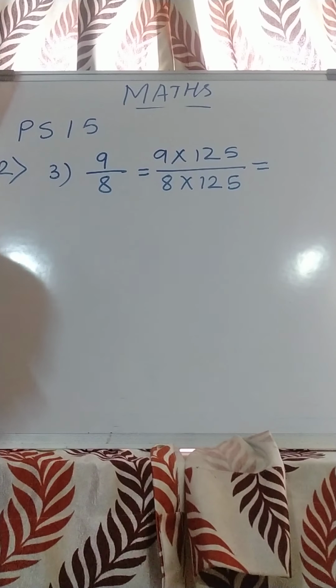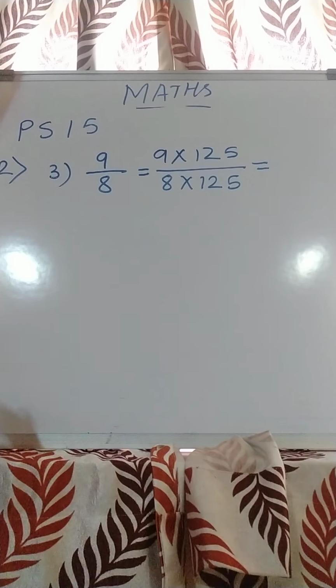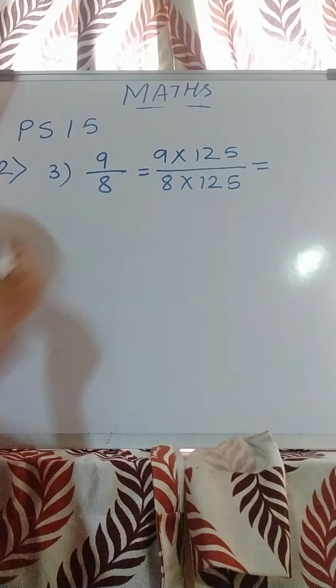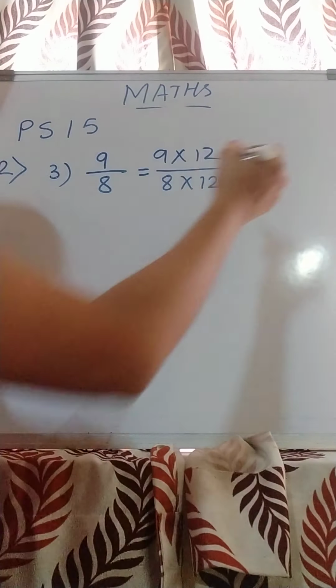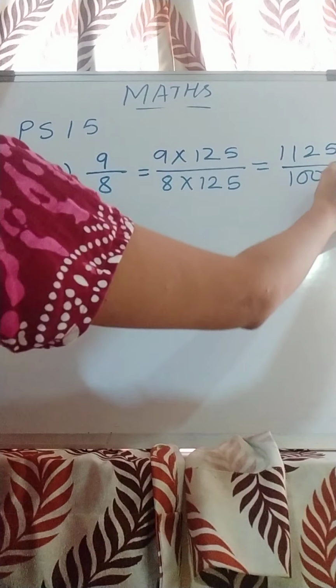You just remember which number multiplies with which number. 8 can multiply with 125, 5 can multiply with 2, 4 can multiply with 25, 20 can multiply with 5. Like that, 40 multiplied with 25 will also give you a multiple of 10. So let's multiply this 125 with 9 and 125 with 8. When I multiply this, the answer will be 1125, and here your answer is 1000.